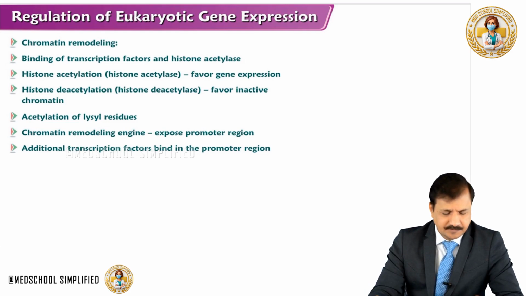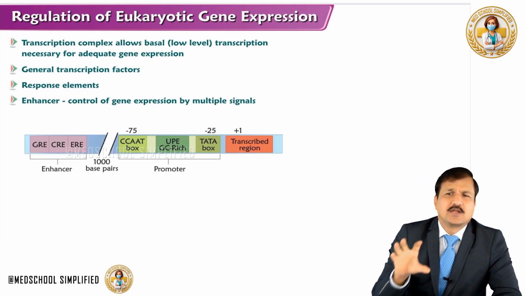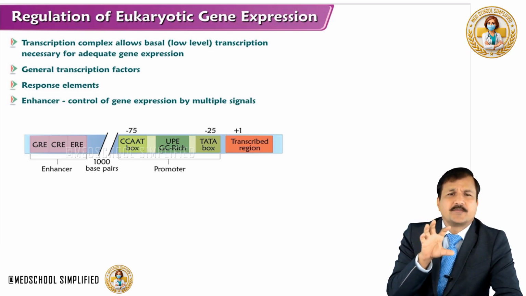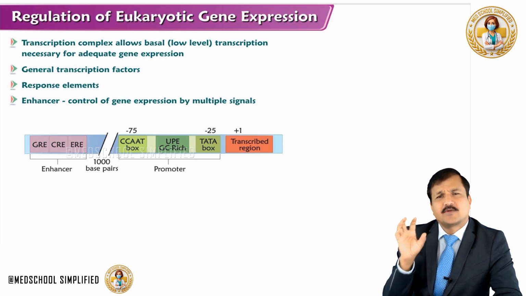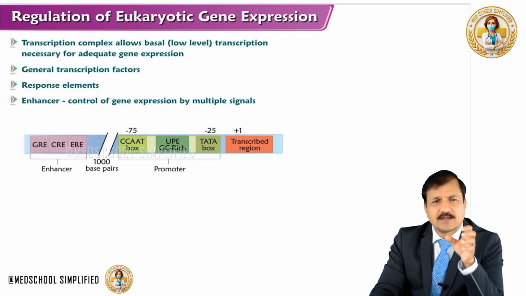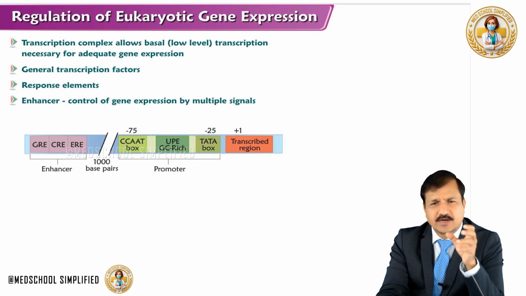transcription process there. Now, once the transcription complex is formed, the low level of transcription, or the basal level of transcription, will start to occur, maintaining a moderate but adequate level of proteins encoded by this gene in the cell. The transcription factors assembled in this complex are referred to as general transcription factors.